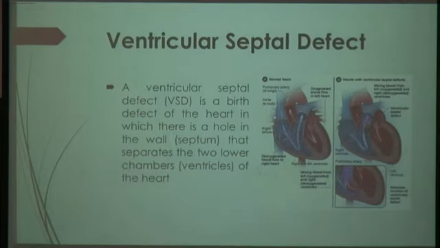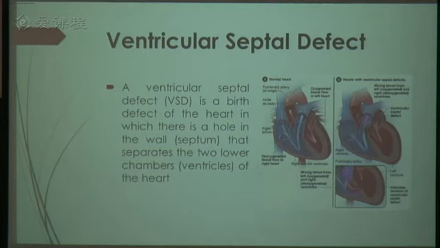So this is the third type of birth defect, the congenital CHDs. I want to talk about this ventricular septal defect, or VSD. So basically, between the right ventricle and the left ventricle, there should be complete separation here. But in this VSD, or ventricular septal defect, there's actually a hole in the wall, or septum, that separates the two lower chambers, or ventricles.